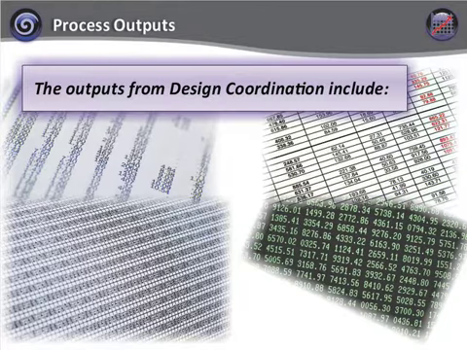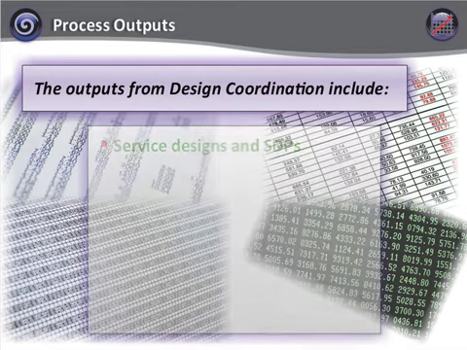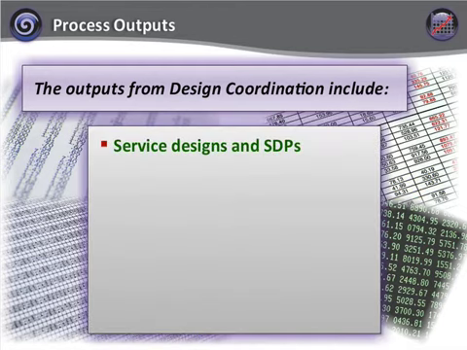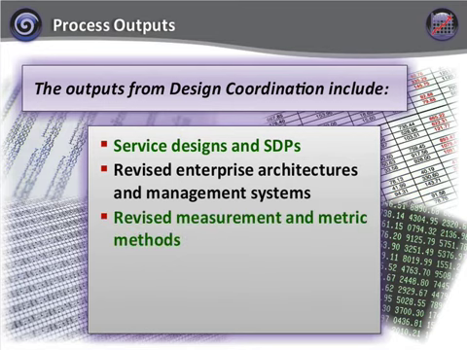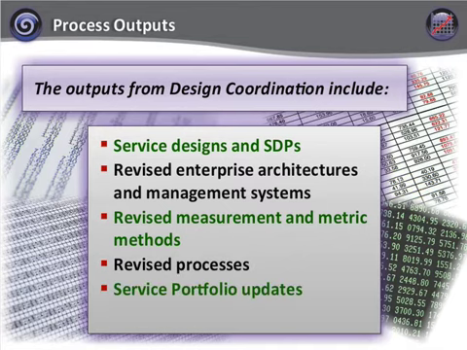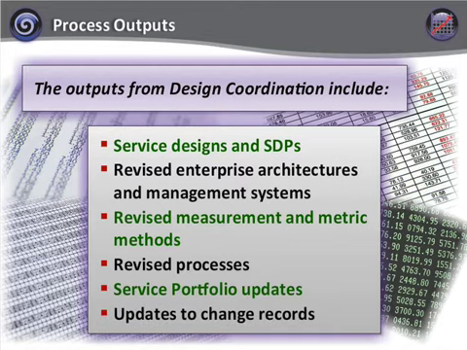The outputs from design coordination include the areas you can see here: service designs and SDPs, revised enterprise architectures and management systems, revised measurement and metric methods, revised processes, service portfolio updates, and updates to change records. Notice how these map to the 5 major aspects of service design.